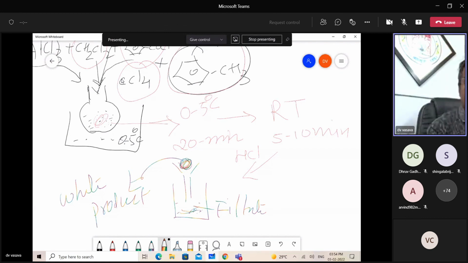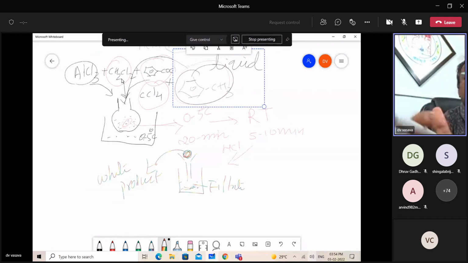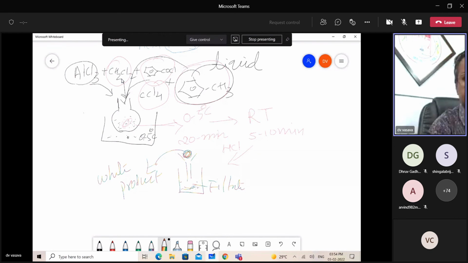Okay, so once again I am just explaining you so that it gets clear for you in a very short manner. You can take the RBF in the ice bath. Now introduce AlCl3, then CCl4, then MDC, methylene dichloride, and then benzoyl chloride. Keep it for 5 to 10 minutes here. Now you can introduce the toluene at the 0 to 5 degrees Celsius temperature itself.